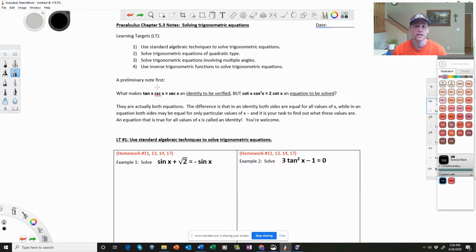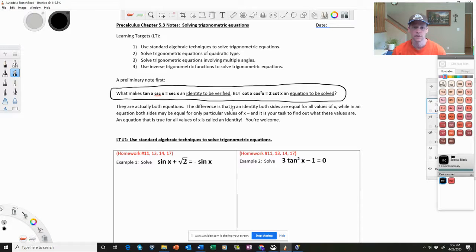Before we get started, I would just like to address this one question of what makes something an identity to be verified and other things an equation to be solved. If you look at this, for example, we've been doing identify this. And now I'm telling you, solve this. So here is the question. What makes an identity an identity, and what makes an equation an equation?